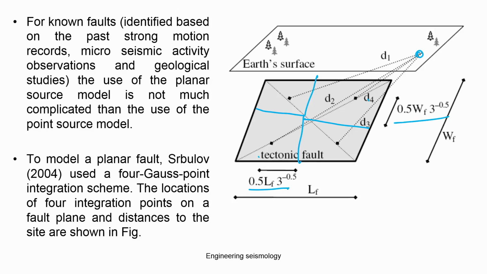So the known fault is identified based on past strong motion records, microseismic activity observation and geological studies. The use of a planar source model is not much more complicated than the use of a point source model. The planar fault model, Serbulov 2004, used 4 Gauss points in the integration scheme. The location of the 4 integration points on the fault plane and distances are given in the figure.